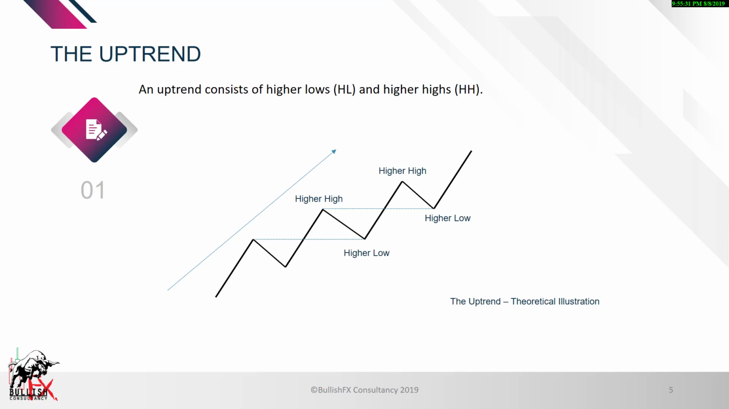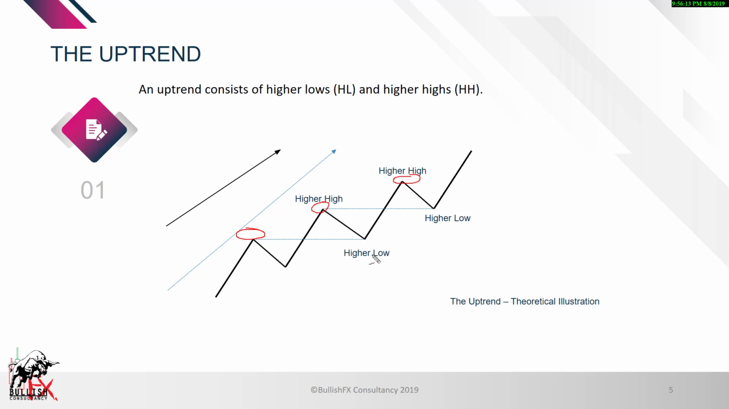An uptrend consists of higher lows and higher highs. So basically, in an uptrend, the market will be moving to the upside. But then, in that move to the upside, you will get retracements. You will get times when the market has to breathe. So when it's moving up, it creates higher highs.